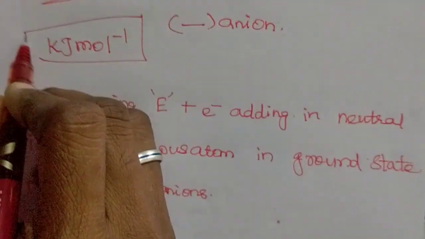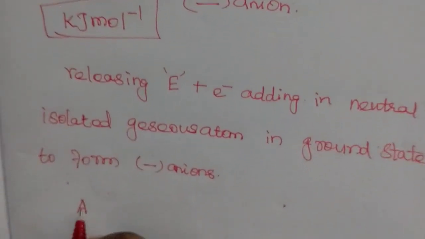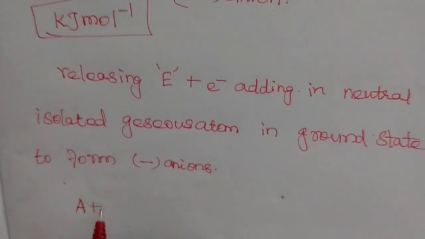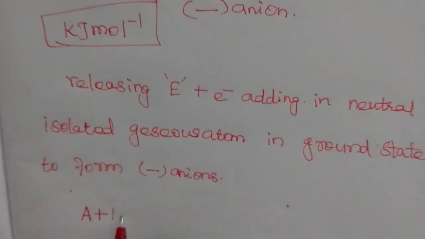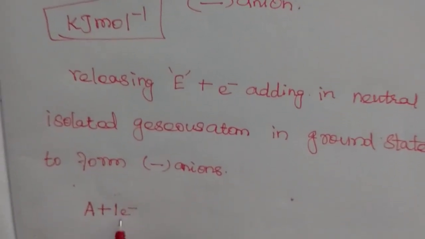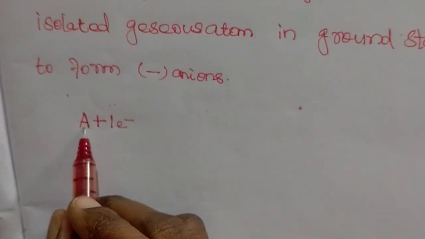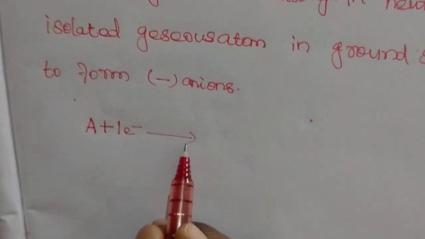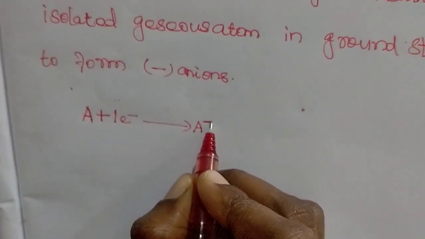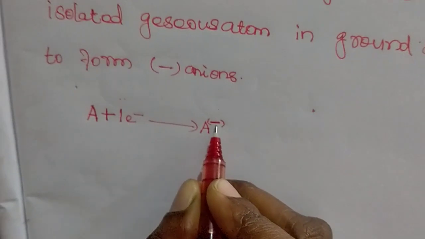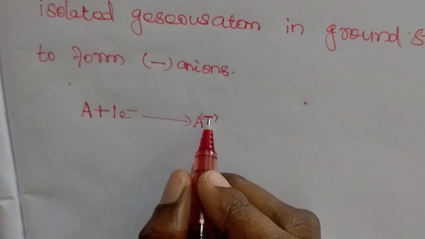So it is expressed by the unit kilojoule mole power minus 1. We took one element, A. It releases some energy with the addition of one electron. So we add here the addition of one electron in one element. What is the product of this equation? It forms anions. So A minus is denoting the addition of an electron. A minus means one electron is added here.